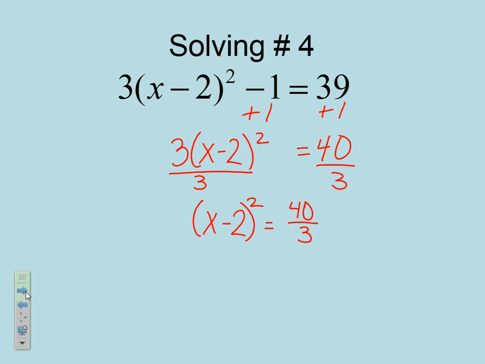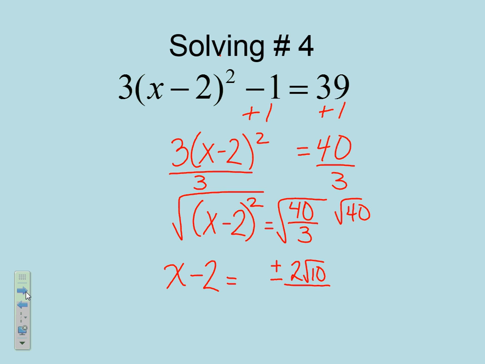And now I'm going to go ahead here and I'm going to square root. Because the x and the minus 2 are both trapped in those parentheses being squared, I need to square root in order to free them, if you will. So I have x minus 2, and then on this side I'll have plus or minus the square root of 40, which we've already simplified earlier into 2 square roots of 10 over a square root of 3.